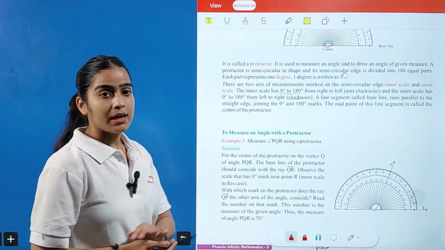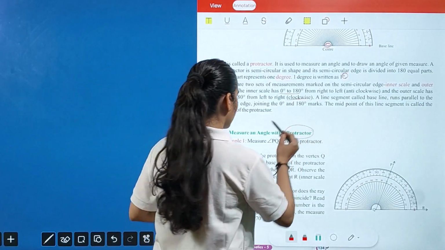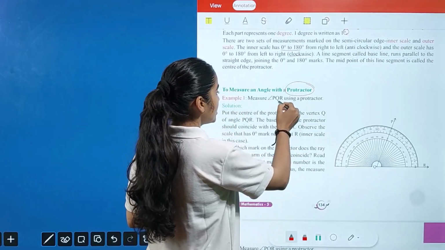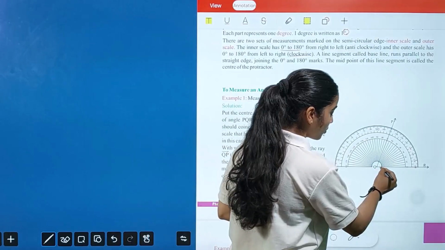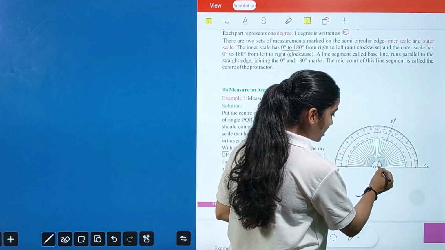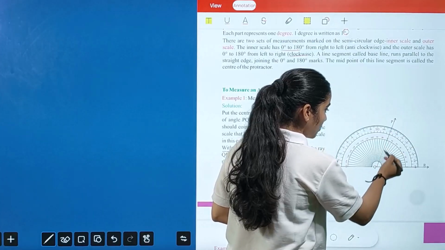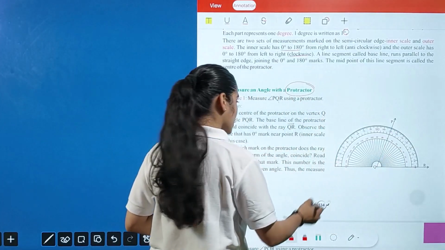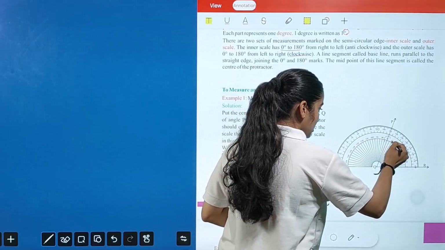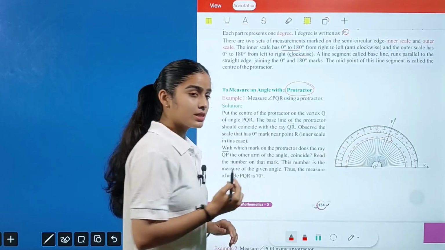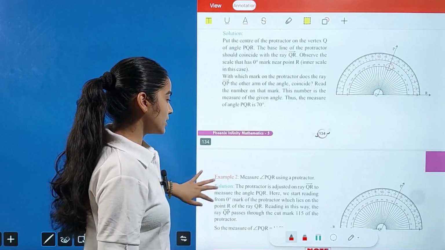So now we have example number 1, where we have to measure an angle with the help of our protractor. Measure angle PQR using a protractor. First, you have to put this center on your vertex. So this is your vertex, and then you have to see where this line crosses the numbers. You always have to see the inner semicircle. So this is your 70 degrees. So you can simply say that angle PQR is equal to 70 degrees.